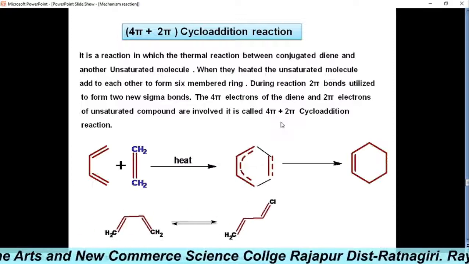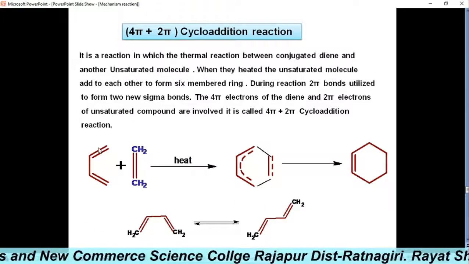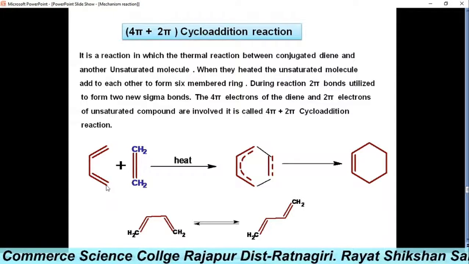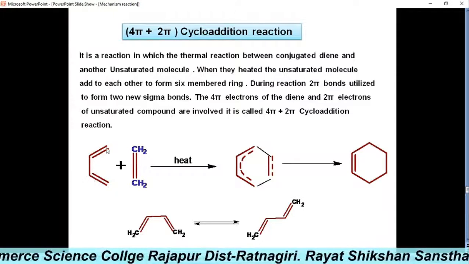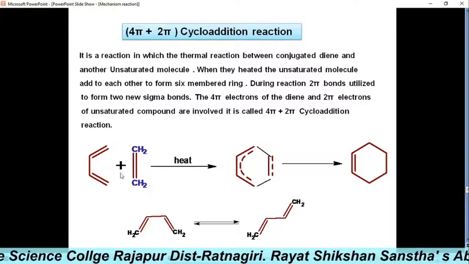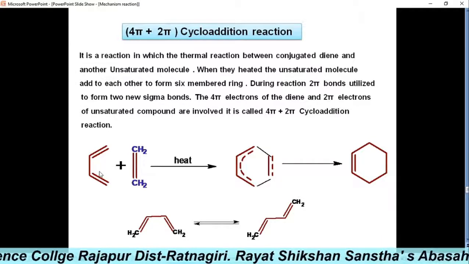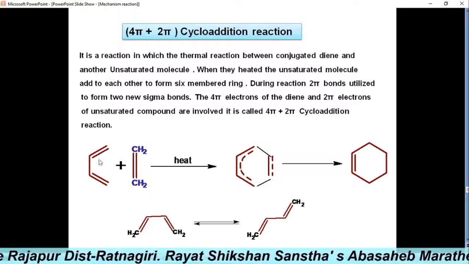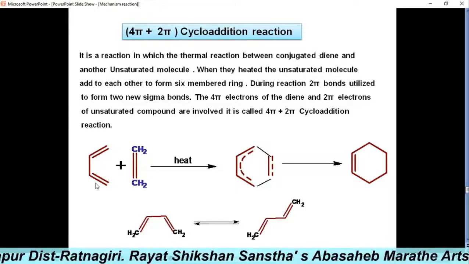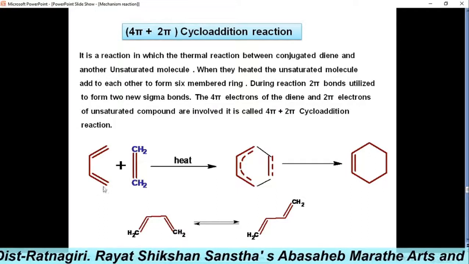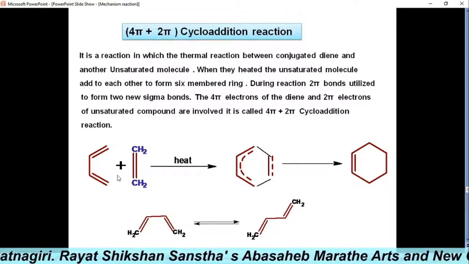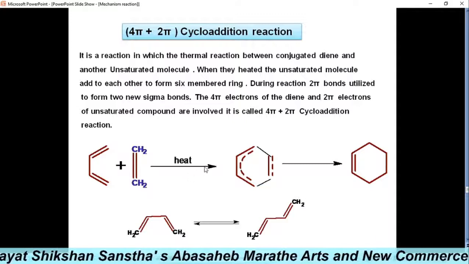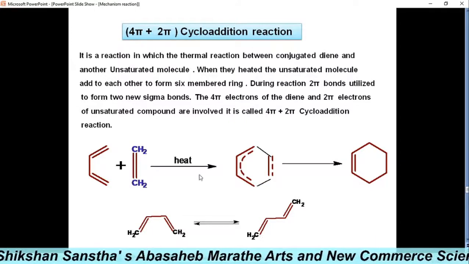For example, this is 1,3-butadiene. So 1, 2, 3, 4. This is 4 pi, and this is 2 pi. So a 4 pi plus 2 pi cycloaddition reaction in the presence of heating conditions.